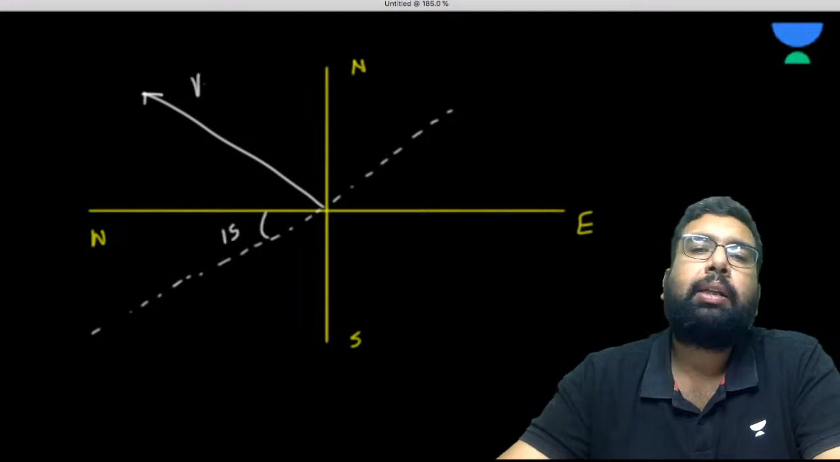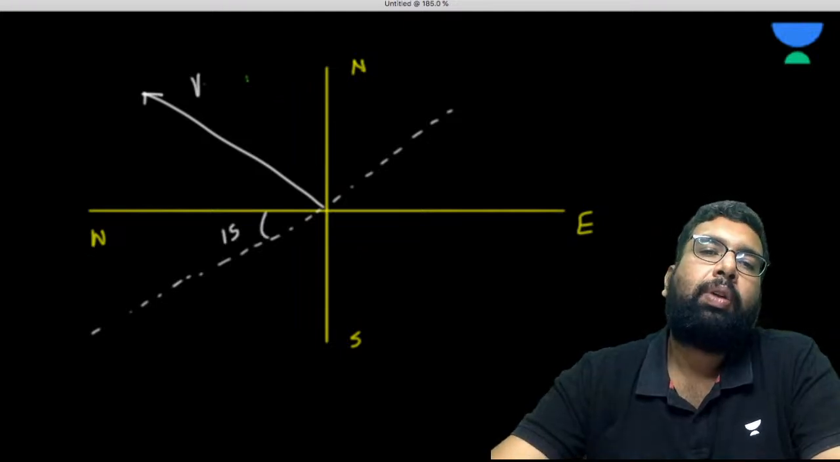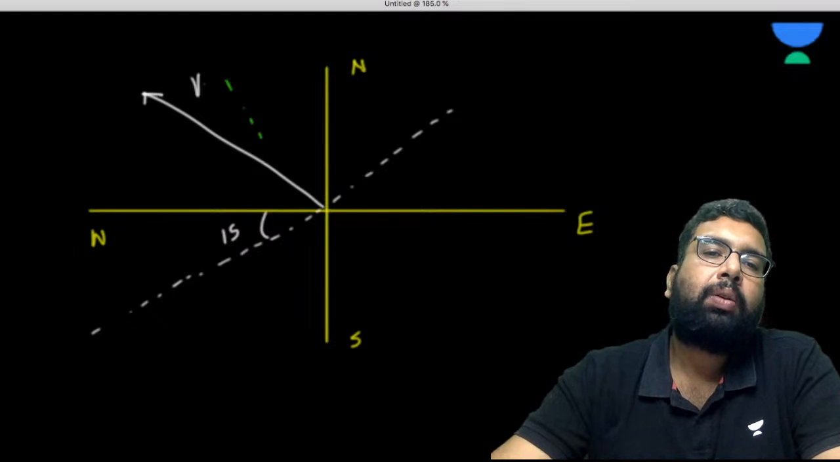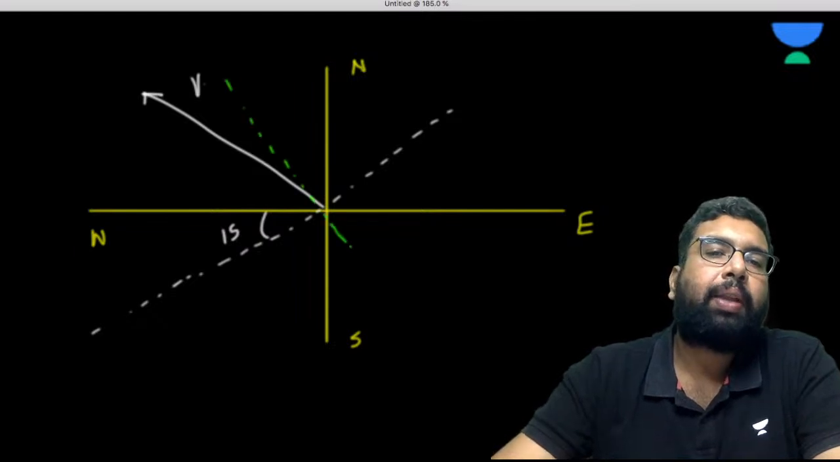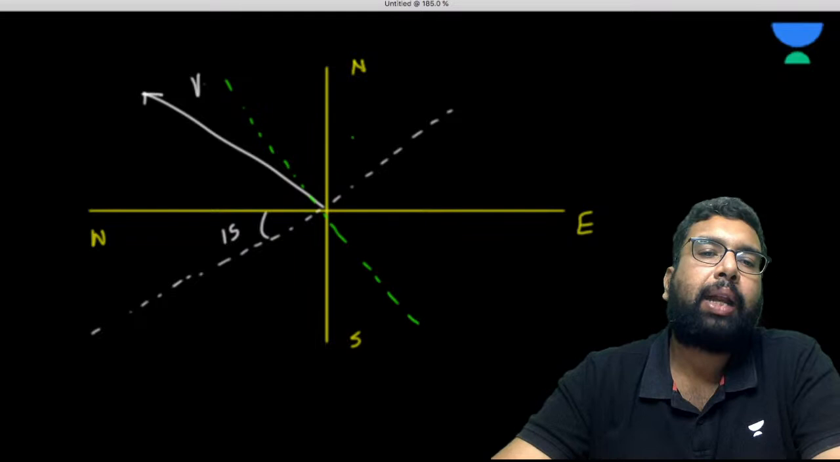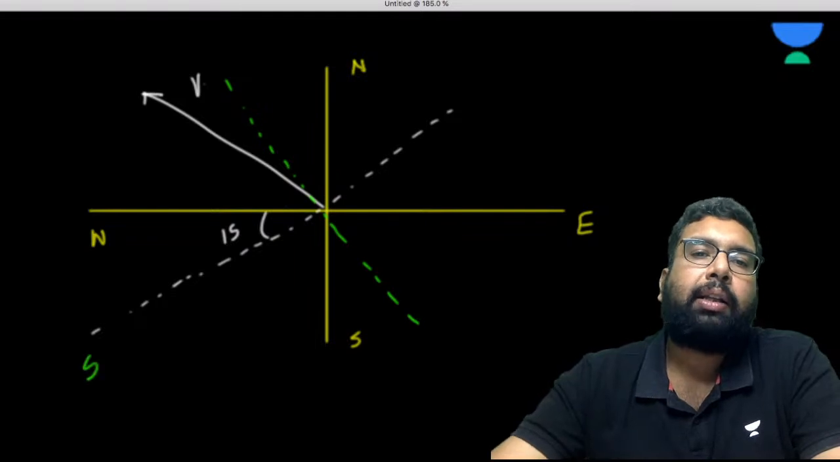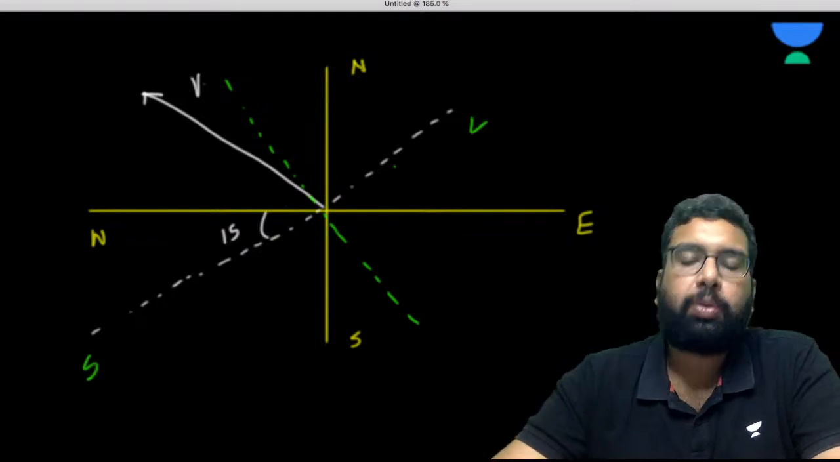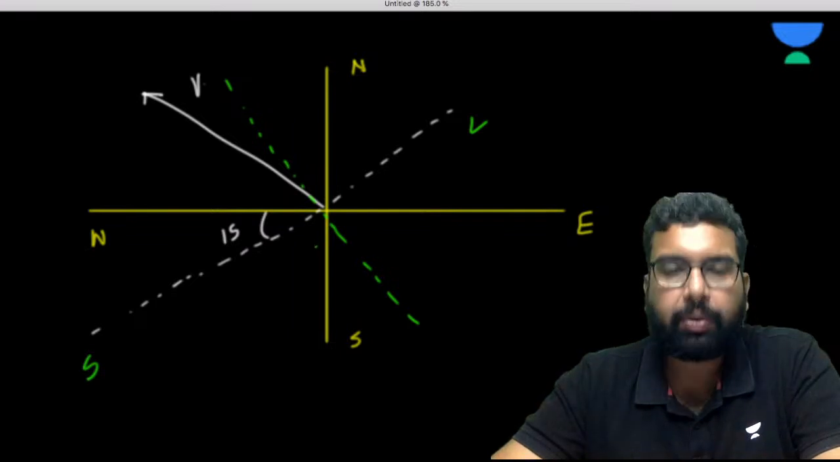This must be that axis. Now, you make one perpendicular axis to it as well. So if this is 15 degrees, you make a perpendicular axis. So this is your shoreline and this is your axis perpendicular to the shoreline. Did you get that? Yes or no?